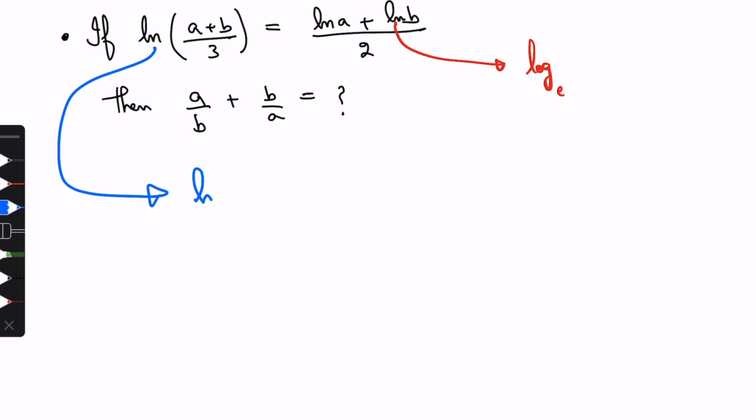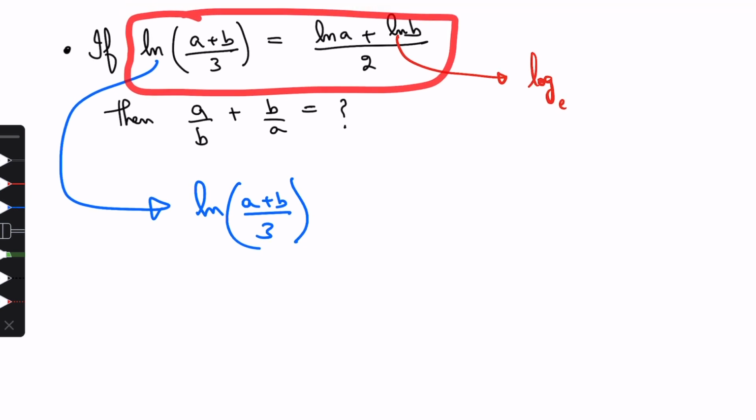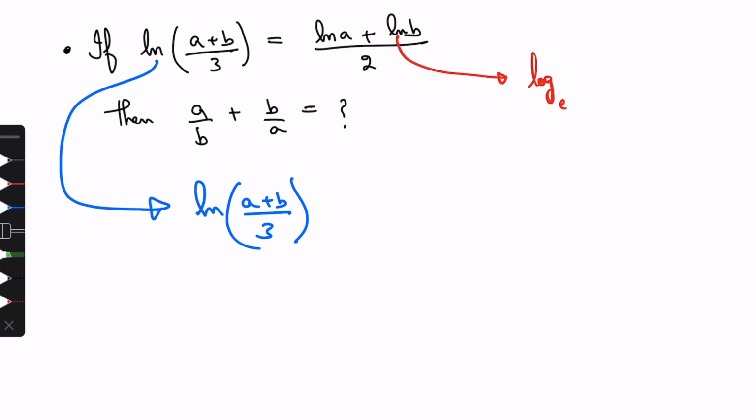So we have ln of (a plus b) over 3. We are given this equation and we just need to predict the value of this sum of ratios. We'll start with the equation, and on the right hand side we have the property that ln a plus ln b can be written as ln ab, and the 2 remains in the denominator. Or rather, we can push this 2 to the other side. I can pull it here.